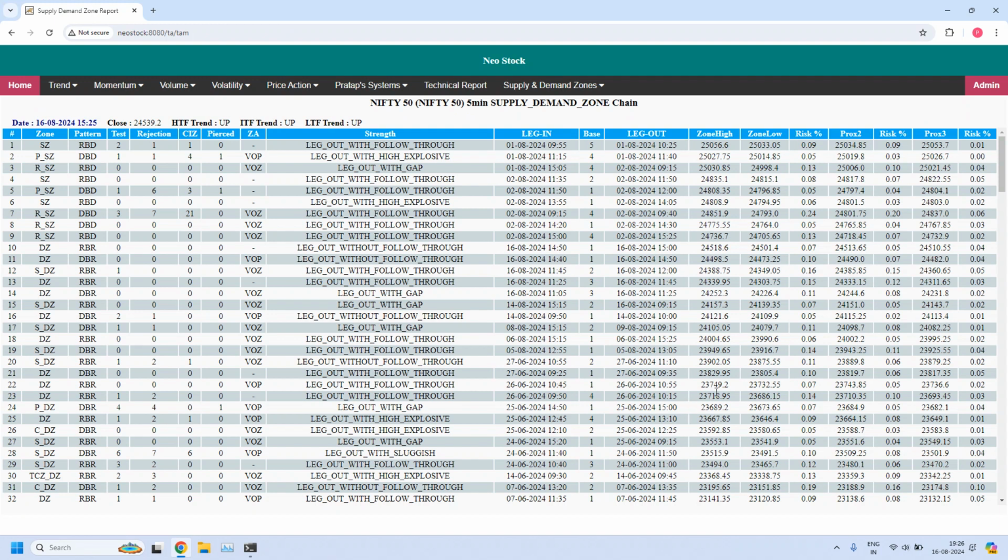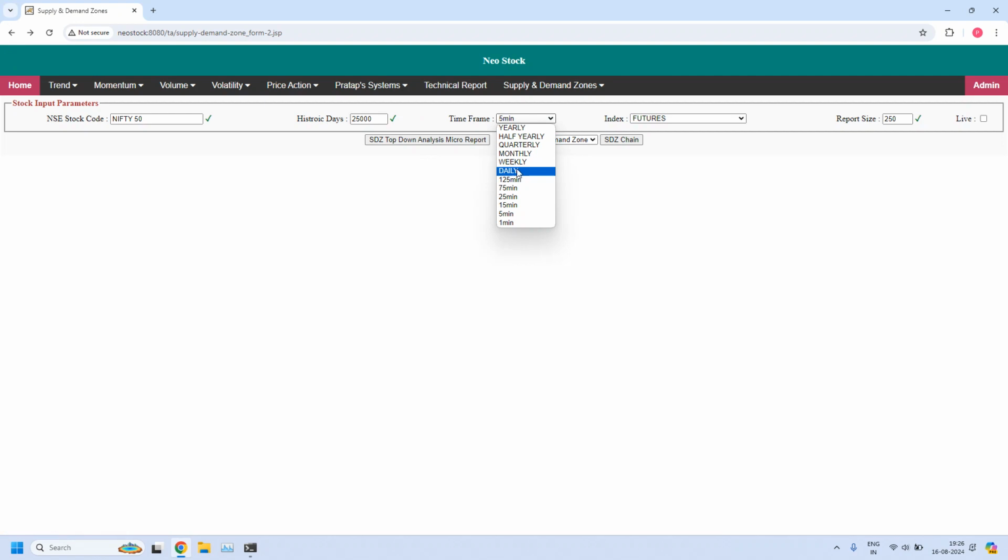The next report we will generate BANKNIFTY supply demand zone chain from monthly time frame onwards. NIFTY Bank. That is nothing but Bank Nifty. So I'm generating monthly supply demand zone chain for Bank Nifty.